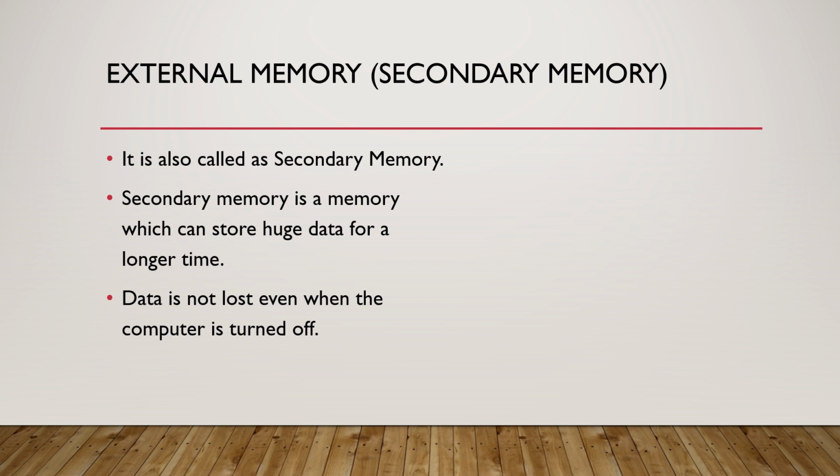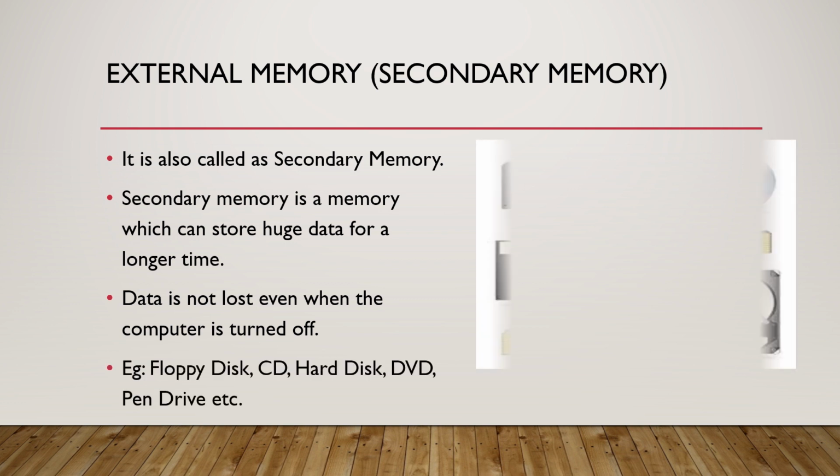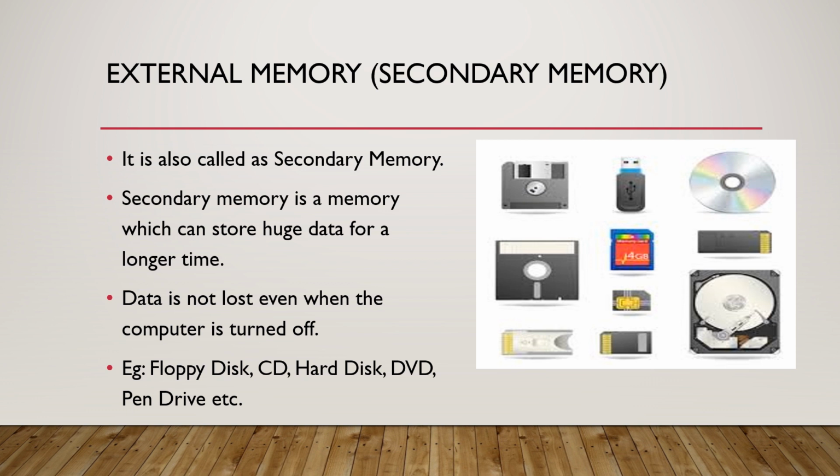When we click on the save button, what happens? The data stored in the RAM is moved on to the external memory. So once we have saved the data or a document in the external memory, we can reuse it, because it will not lose its information even when the power goes off. External memory is also called secondary memory. Examples of secondary memory are hard disk, floppy disk, CD, DVD, pen drive, and so on.